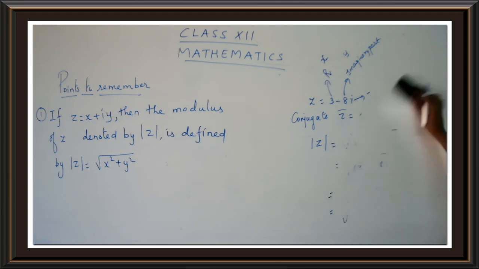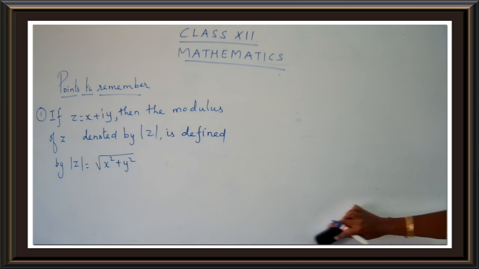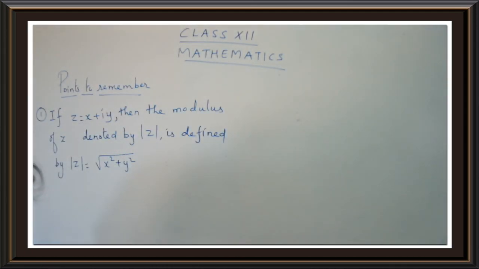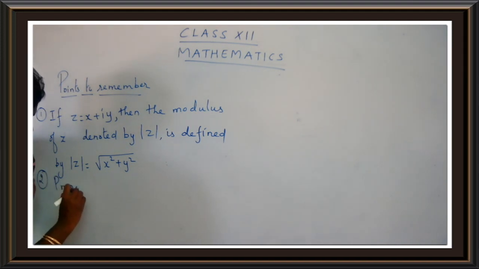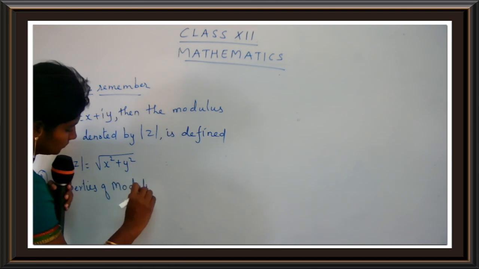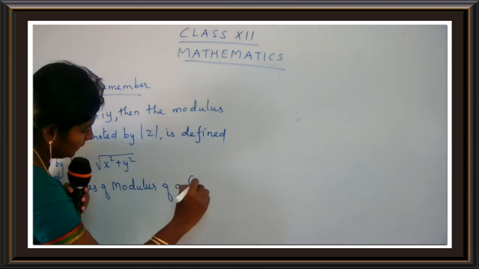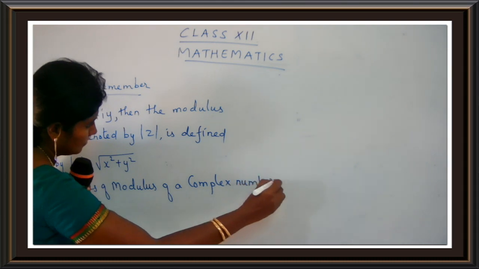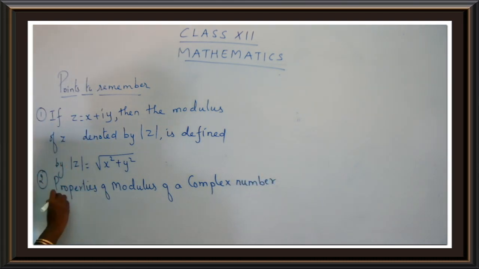Note down the second point. The second one is the properties of modulus of a complex number. Give the heading: Properties of modulus of a complex number. So we have some more properties.